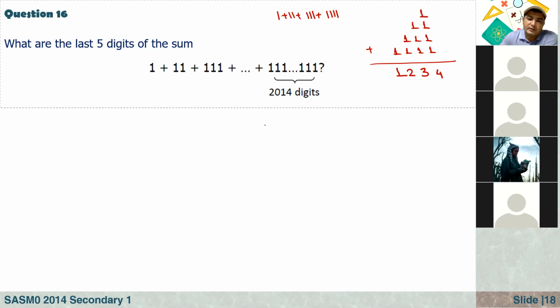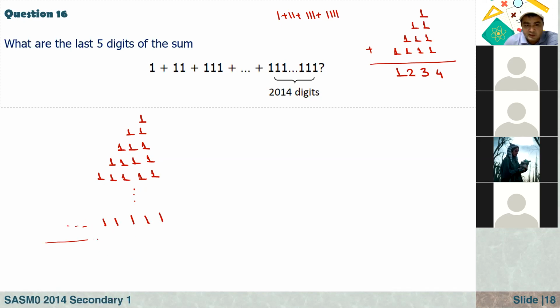Okay. So now if I just write these numbers like this, here we have 1, and here we have 11, and here we have 111, and here we have 1, 1, 1, 1. Let me just write one more. 1, 1, 1, 1, 1. Dot, dot, dot. It continues here. And the last one is, here we have 1, 1, 1, 1, 1. How many digits? We have 2014 digits. And draw a line. I'm going to add these numbers.